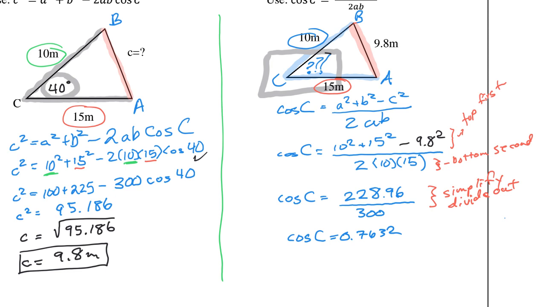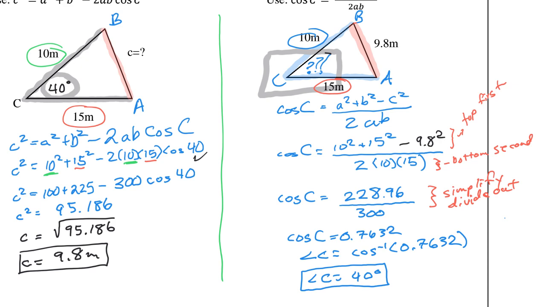And now, since we're looking for angle C, we're going to do the cosine inverse of 0.7632. If you're not sure how to do that, make sure you go back to the primary trigonometric ratios lesson 1.1, to make sure you know how to find the angle of a cosine, sine, or tan. And when you punch that in, we're going to get the angle C is equal to approximately 40 degrees. And we're done.